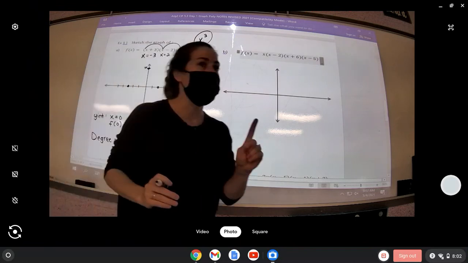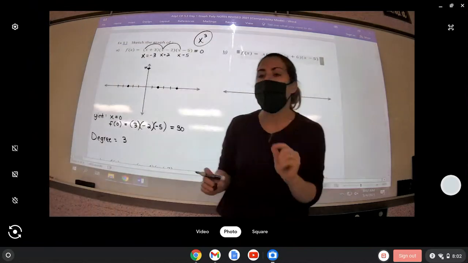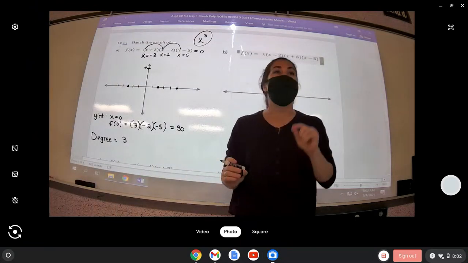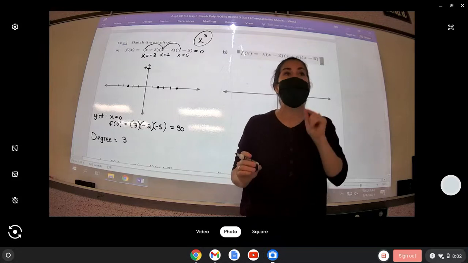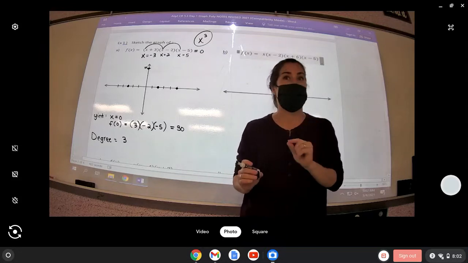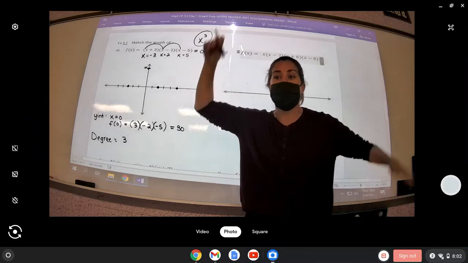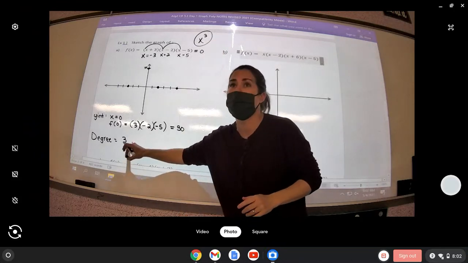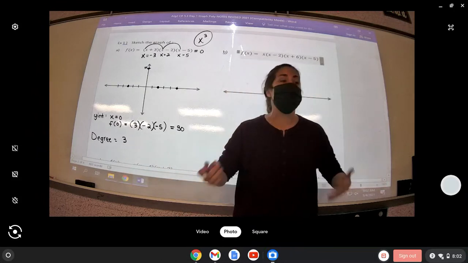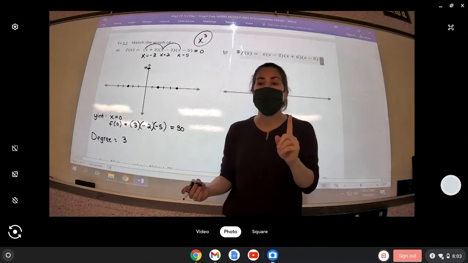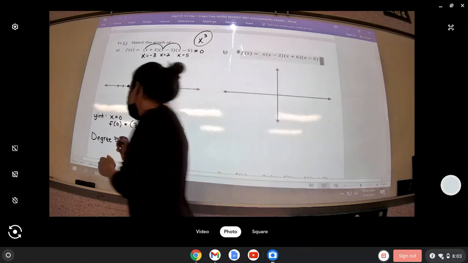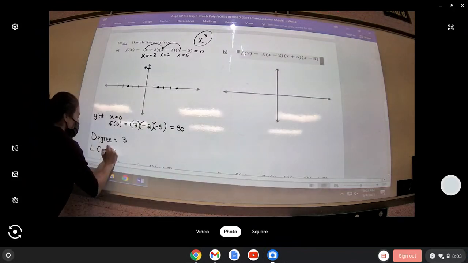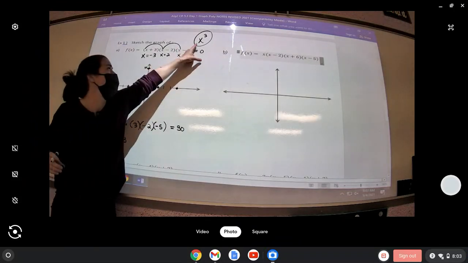We know, according to yesterday's notes, that an odd degree polynomial's graph, the end behavior has to be what? Different or the same? Different. One end of the graph has to be up and one end of the graph has to be down on an odd degree graph. But which end is up and which end is down depends on that leading coefficient. So guys, who's the leading coefficient to that term right there?